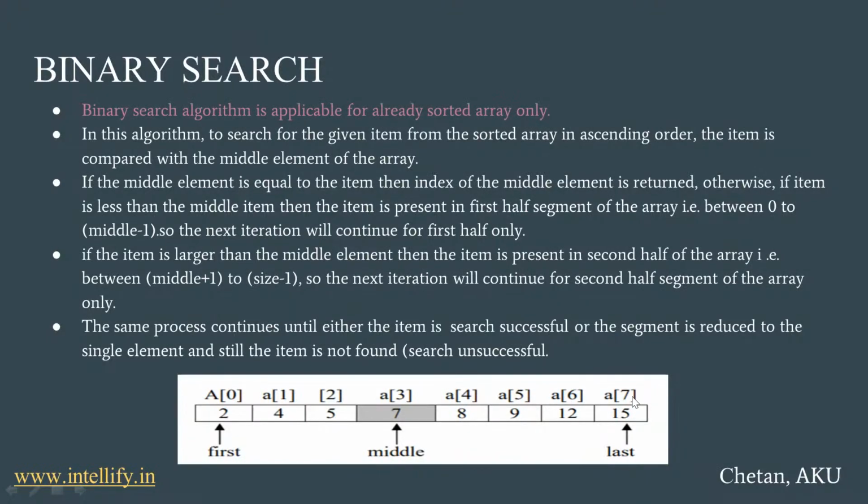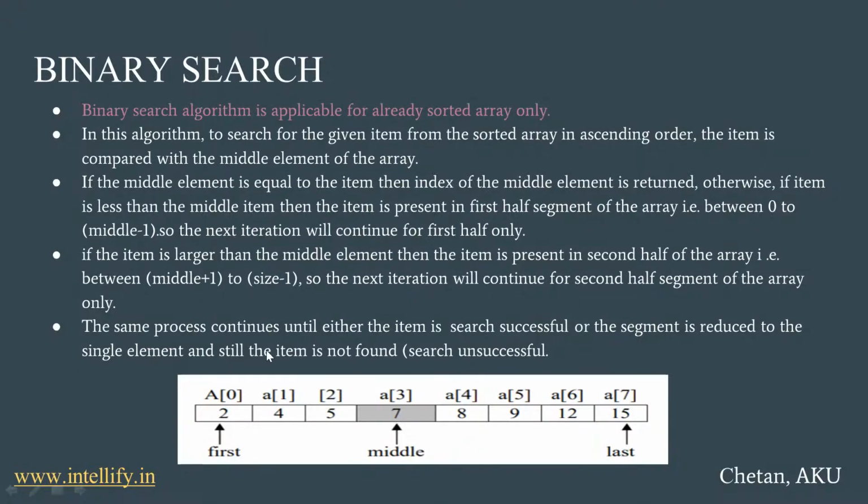Here the size of the array is 8. If you see, 1, 2, 3, 4, 5, 6, 7, 8, and the last index value of this array is 8 minus 1, that is 7. That's why it is written here as middle plus 1 to size minus 1.